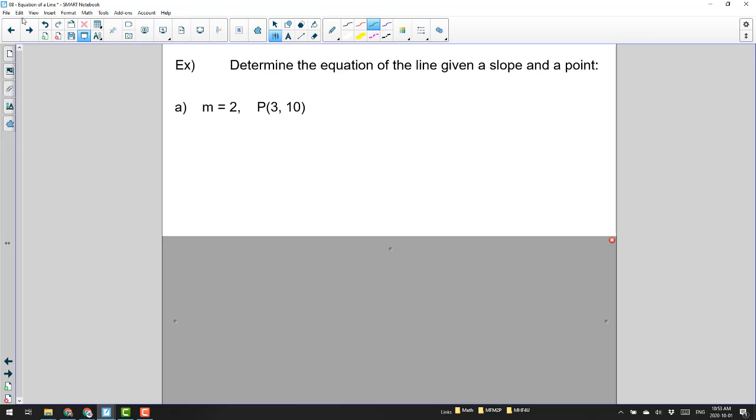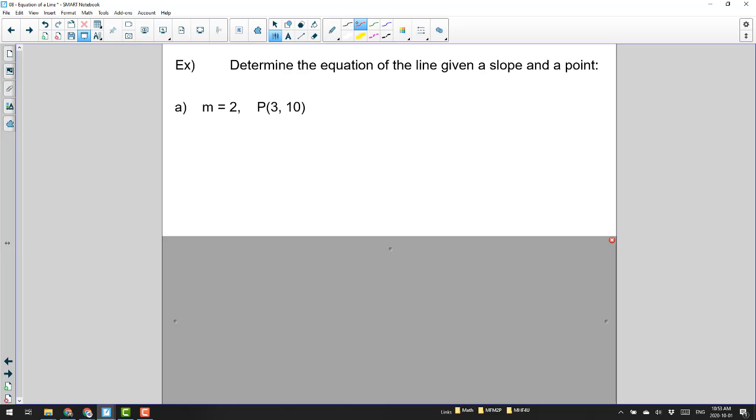Now, what if I don't give you a graph? Again, the point behind this, we know graphing is annoying, so now we're going to get away from graphing. We could graph this line if we wanted to, given the information, but that takes time to set up. So let's see what we can do with the information that we're given.